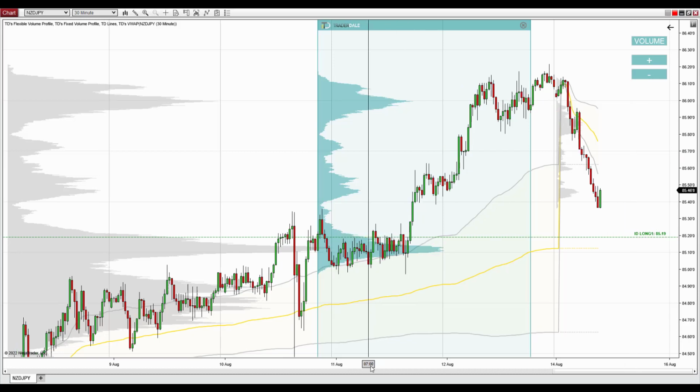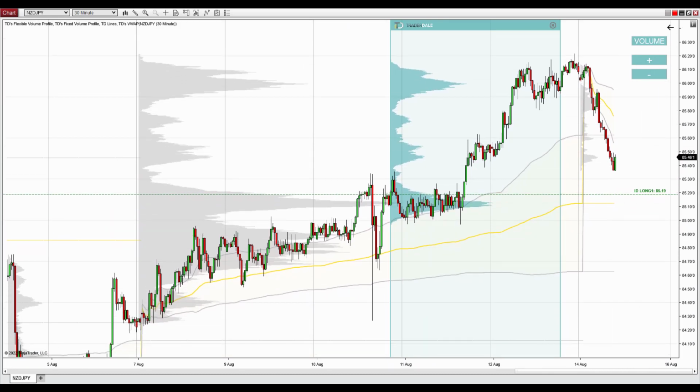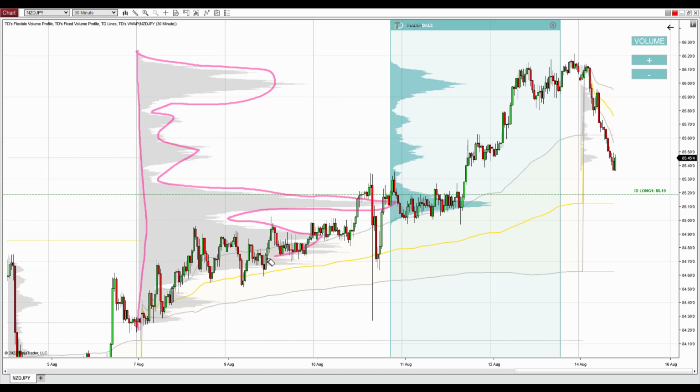Another thing that I like about this support is that this is actually also a weekly point of control, the weekly point of control from the previous week. So the gray profile you see in here on the left side, that's the volume profile from the previous week. It shows the distribution of volumes throughout the previous week. And the heaviest volumes throughout the previous week were accumulated right there. This is the weekly point of control. And as you can see, it aligns with our level, with our support.